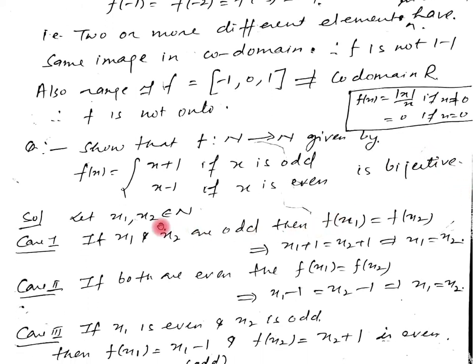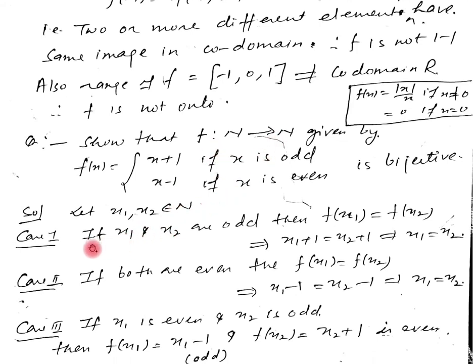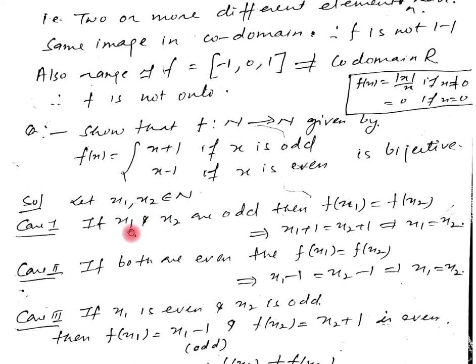So as usual, first we will prove the function is one-one. Let us take x1, x2 belonging to N. Now here it is the set of natural numbers. In the first case we are taking both odd, because for odd the function is x plus 1, for even the function is x minus 1. Let x1 and x2 both be odd, and f of x1 equal to f of x2. Then f of x1 is x1 plus 1, and f of x2 is x2 plus 1. Now if the images are equal, then the elements are equal. So in this case the function is one-one.